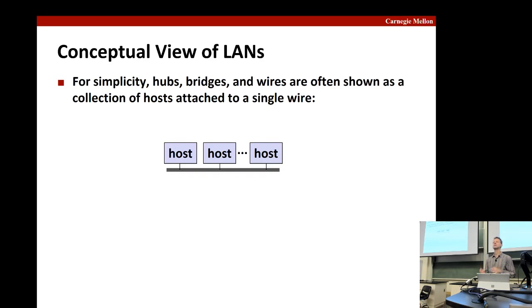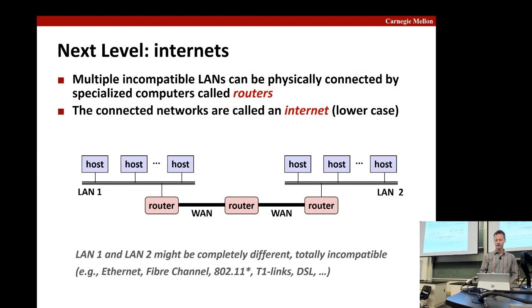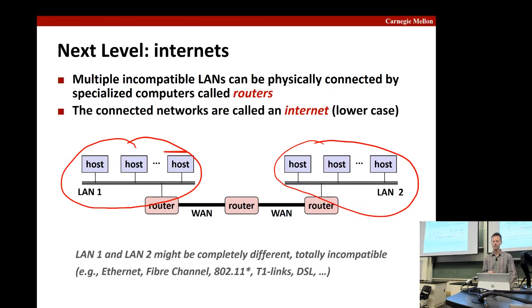Okay. So for simplicity, you often see pictures that look like this, where the hubs, bridges, and wires are all collapsed into just a single thing that looks like a long bus, and then a bunch of hosts connected off of that. So if that's our picture of a local area network, then if we take a couple of these and hook them up, that's how we get the next level up, via routers. You can have routers here, and these routers are, as the name implies, responsible for routing the traffic from this local area network to this other local area network.